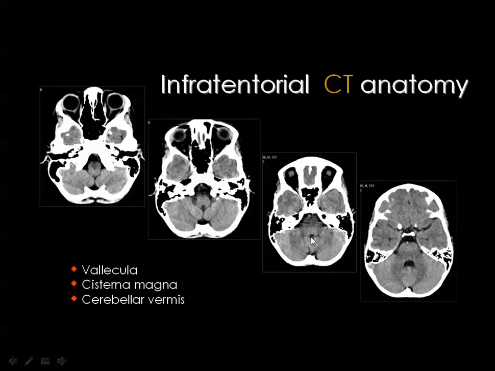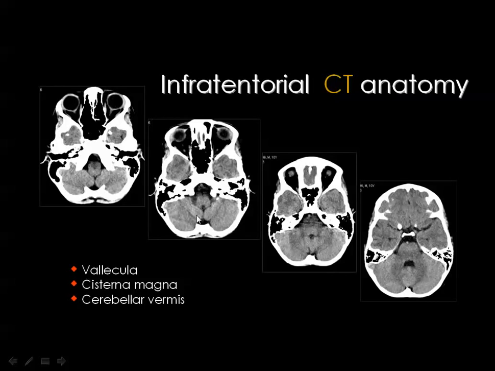Then if you go below the level of the fourth ventricle, when it is large, then the fourth ventricle will become smaller and smaller. Whenever the fourth ventricle is smaller inferiorly, then the part of the brainstem anterior to the fourth ventricle now is the medulla oblongata. And here you can see the medulla oblongata.